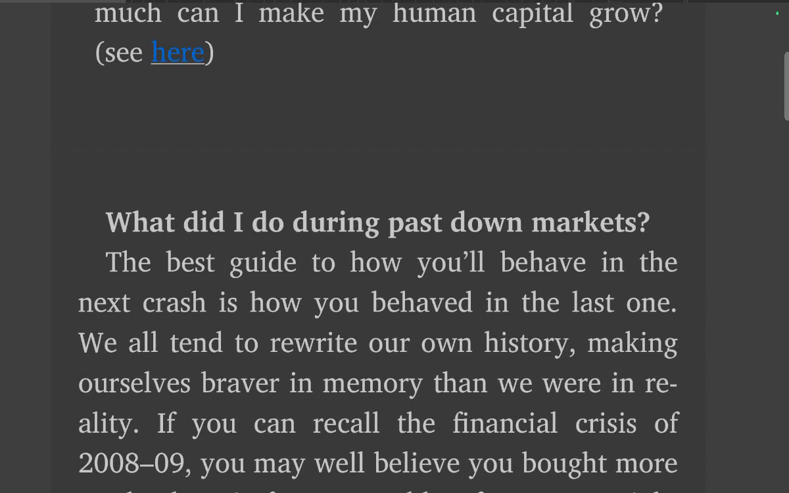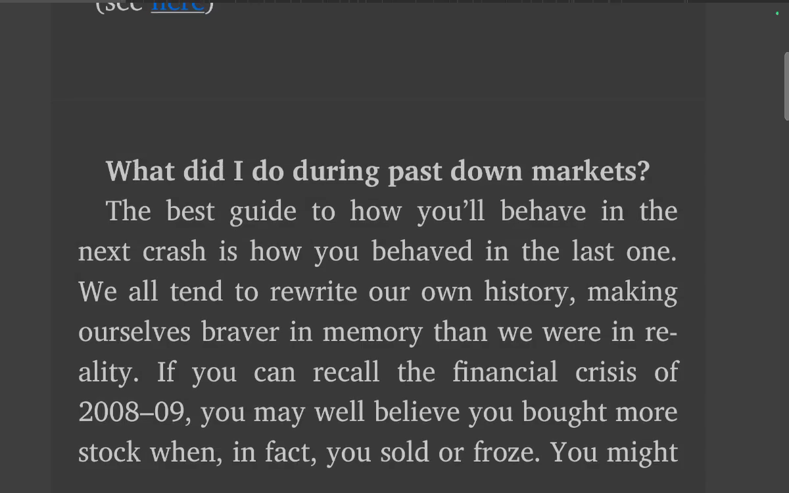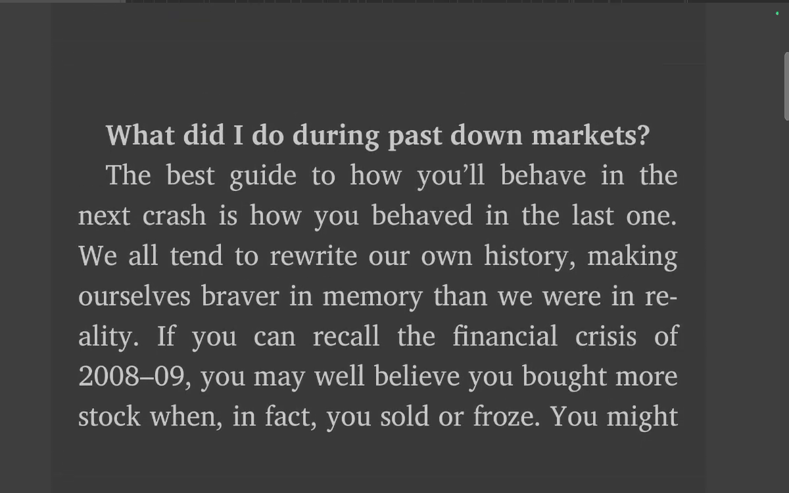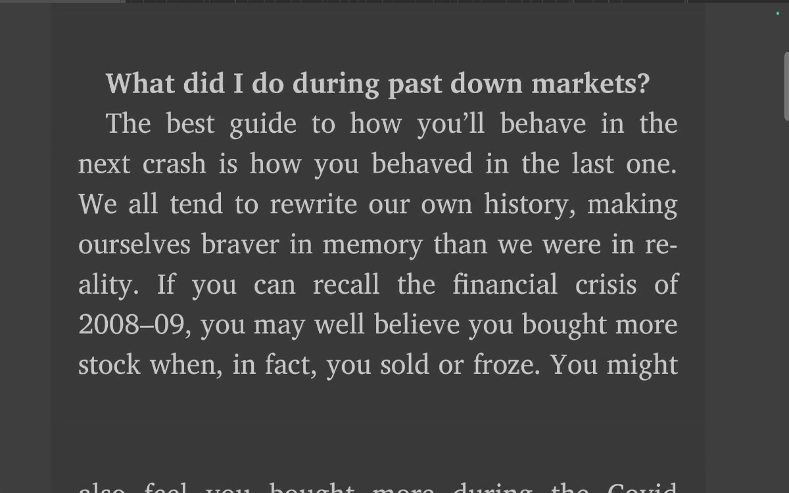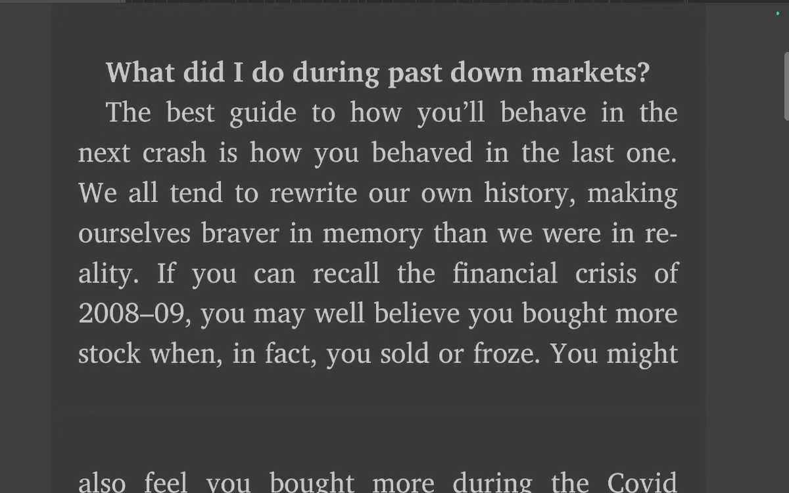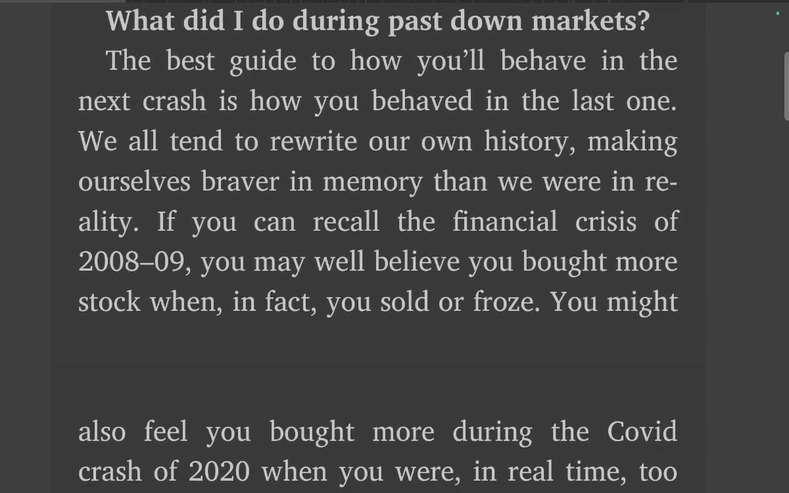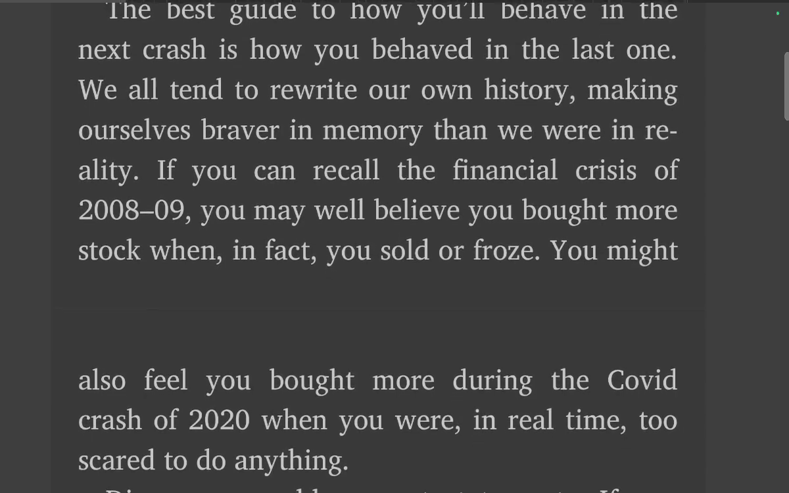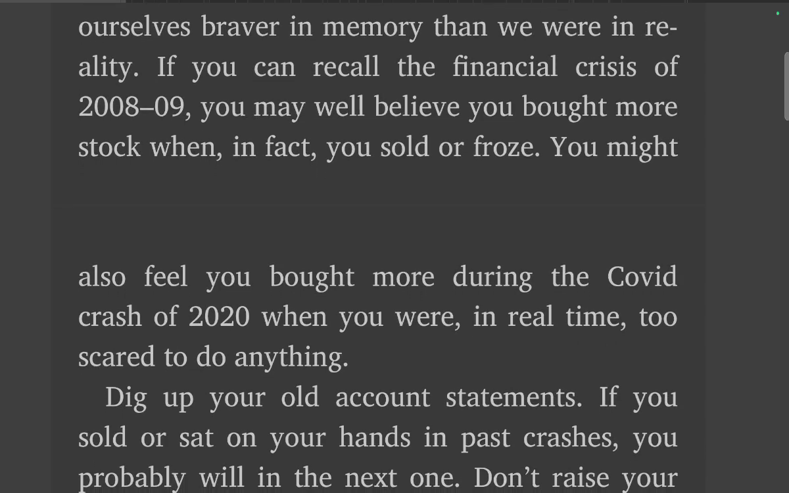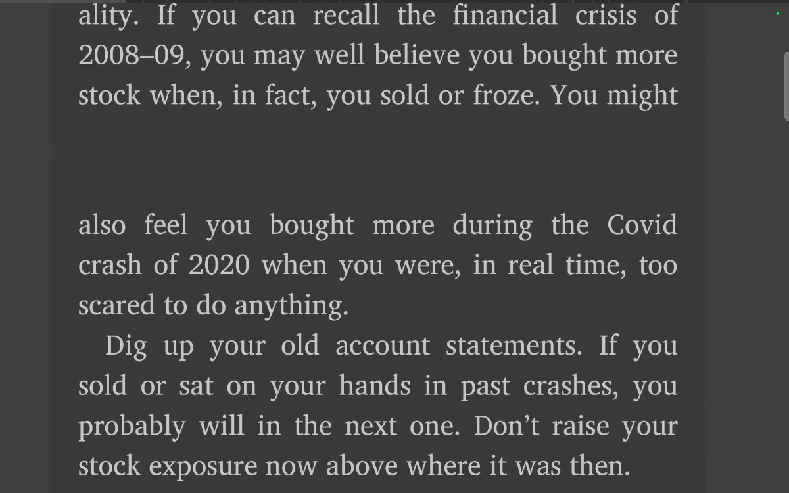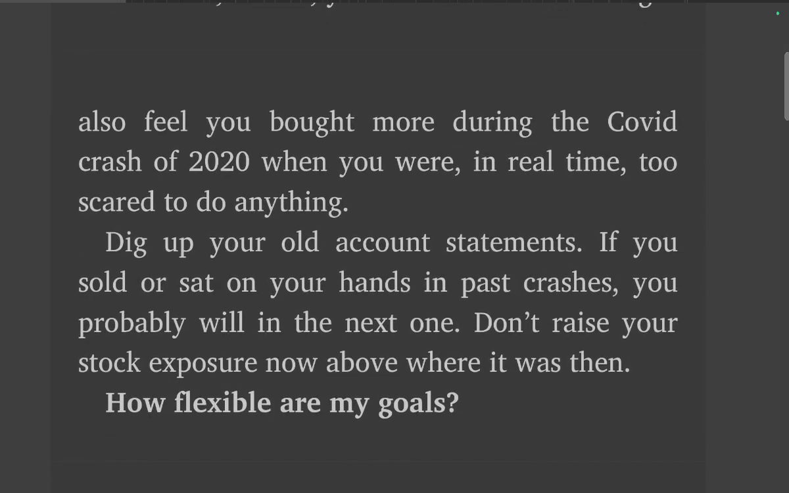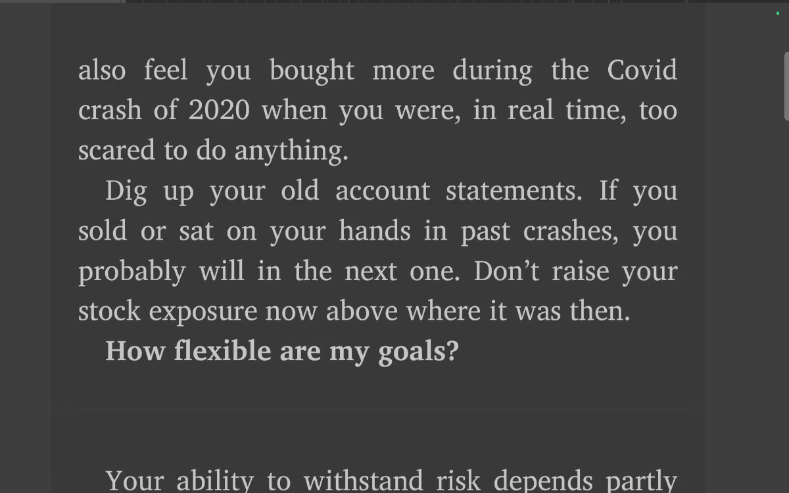What did I do during past down markets? The best guide to how you will behave in the next crash is how you behaved in the last one. We all tend to rewrite our own history, making ourselves braver in memory than we were in reality. If you recall the financial crisis of 2009, you may well believe you bought more stocks when in fact you sold or froze. You might also feel you bought more during the COVID crash of 2020 when in real time you were too scared to do anything. Dig up your old account statements.